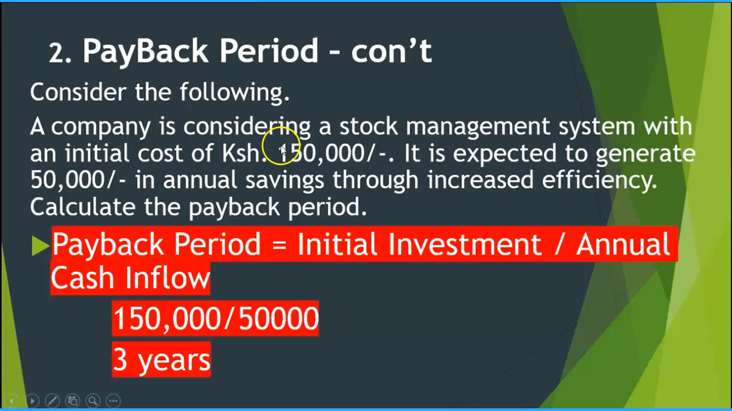You have your 150,000 as the money that was used as capital. Then it is expected to generate a uniform inflow of 50,000 per year. Therefore, initial investment over annual cash inflow gives us 150,000 divided by 50,000, and that gives us 3 years. That is the time required for this particular project to plow back the money, to return all the capital invested.